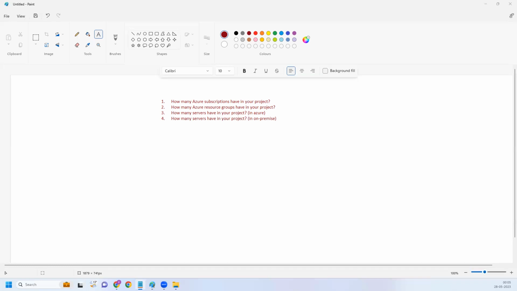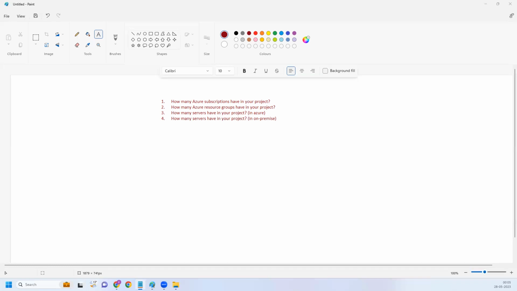And when it comes to the subscriptions, you can start explaining like we have a root management group. Under the root management group, we have created one management group for foundation resources where our core infrastructure and network devices are placed. So we call it the foundation subscription and foundation components.